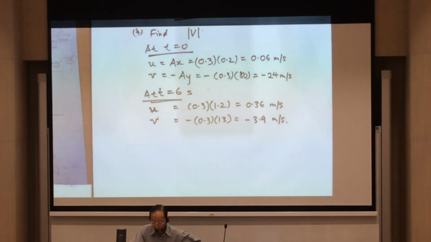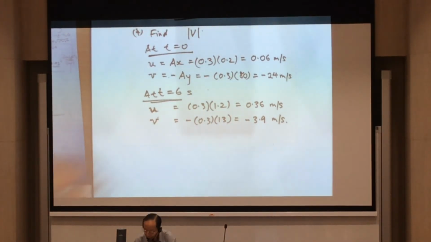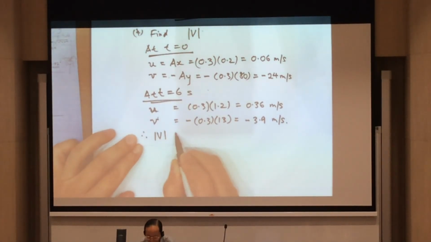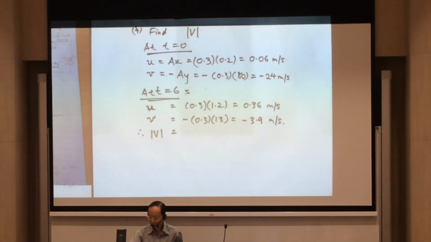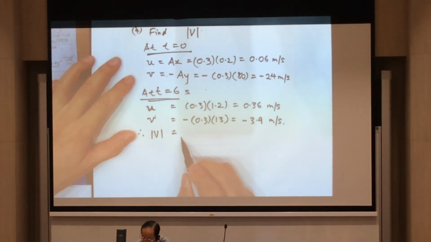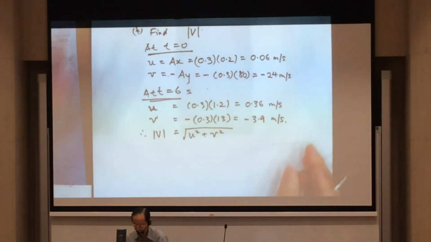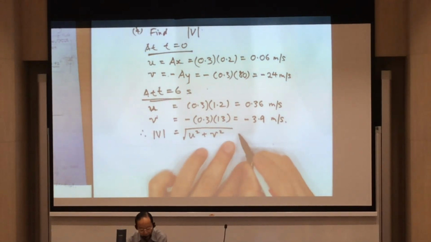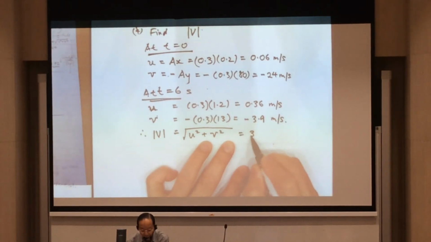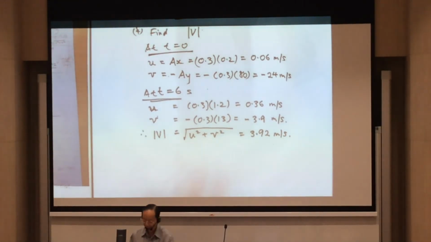Okay? So you see that, okay, so what's the magnitude in this case then? What's the magnitude? What's V modulus? So therefore, what is V modulus? Is equal to, anybody? Square root of u squared plus v squared. Okay? So if you do that, you should get 3.92 meters per second. Okay, if you do that.